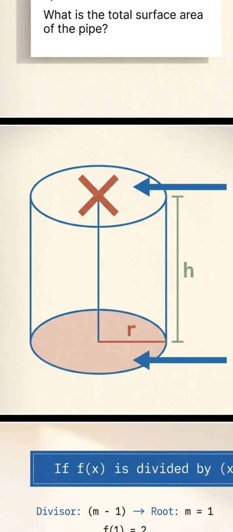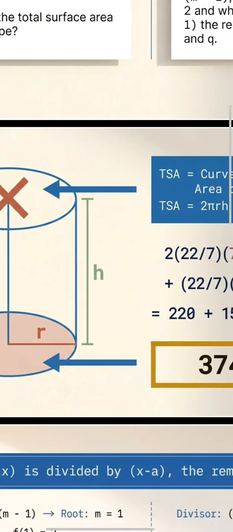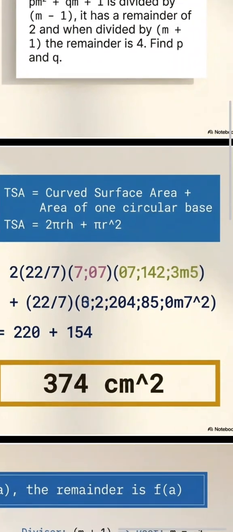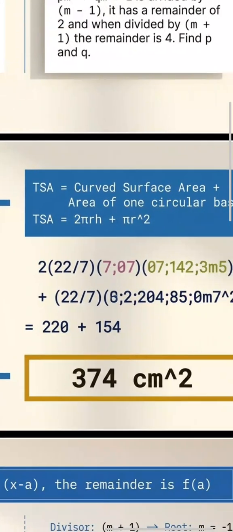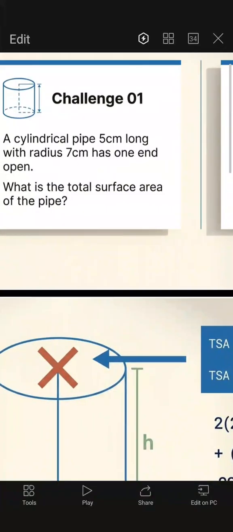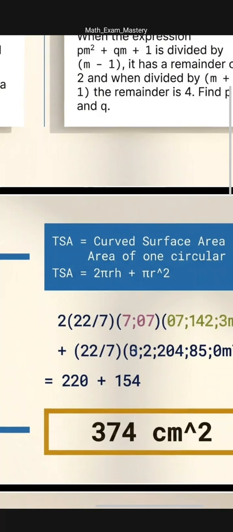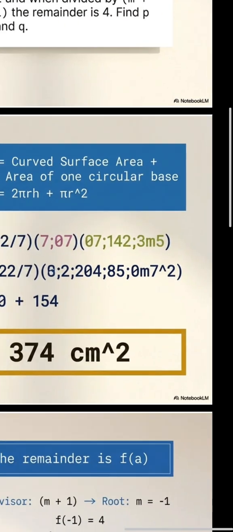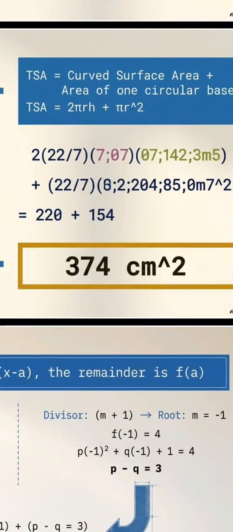So we have the total surface area, made of the curved surface area and the area of the circular base. So we have 2 pi r h plus pi r squared, that is the total surface area because one lid is not there. We know from the question our height is 5 centimeter and the radius is 7 centimeter. Substituting into the formula, everything will give us 220 plus 154, that is 374 centimeter square. 374 centimeter square.